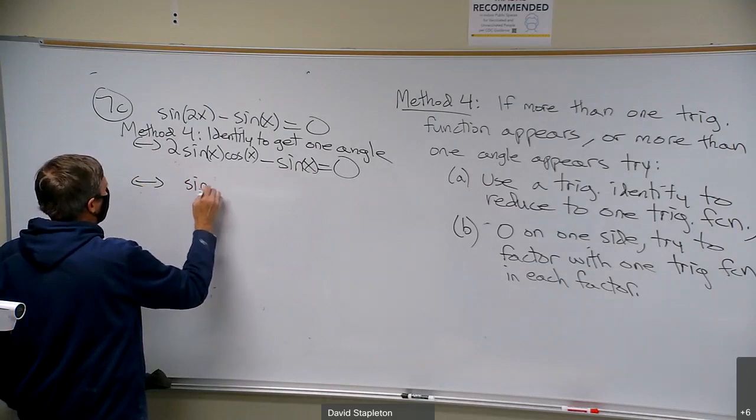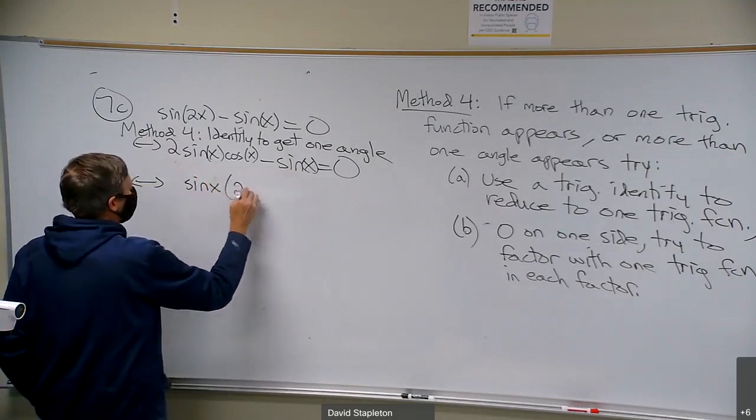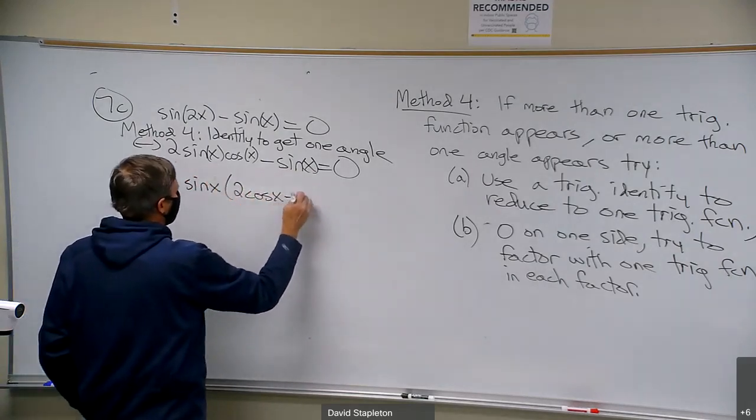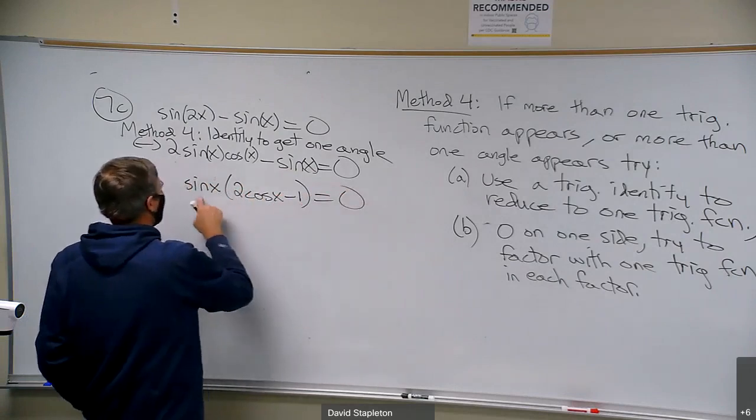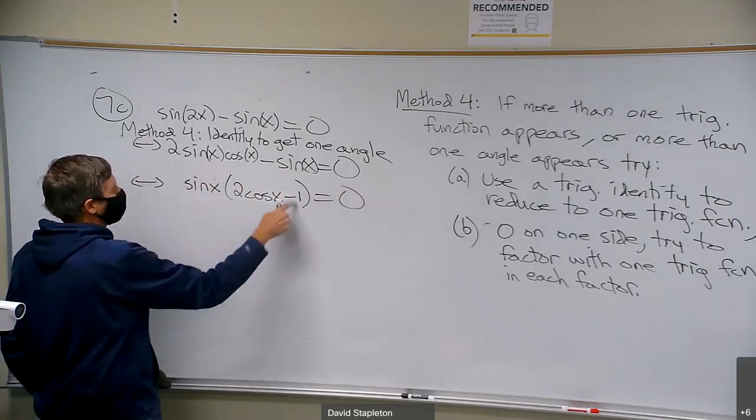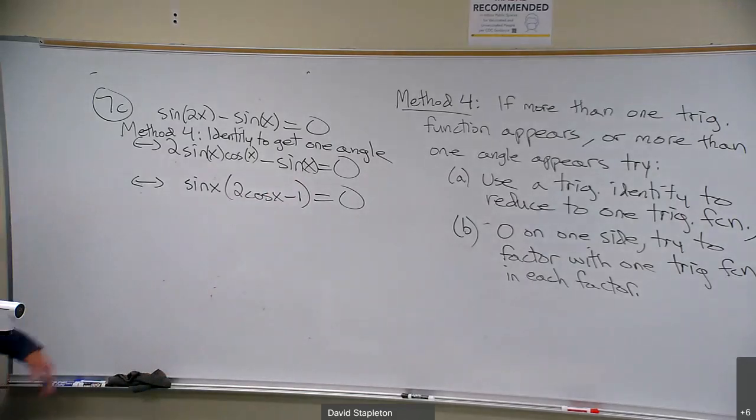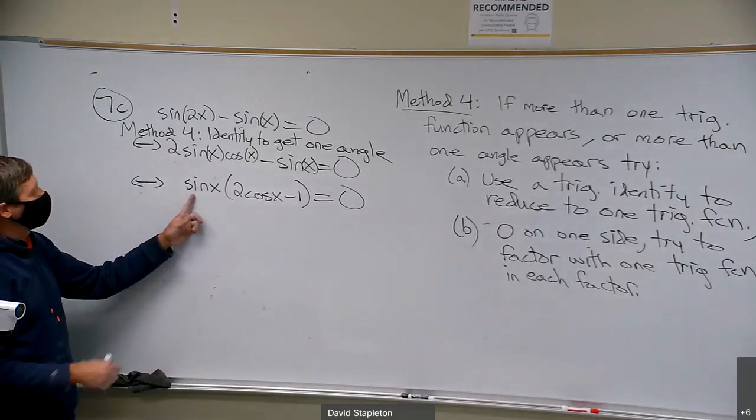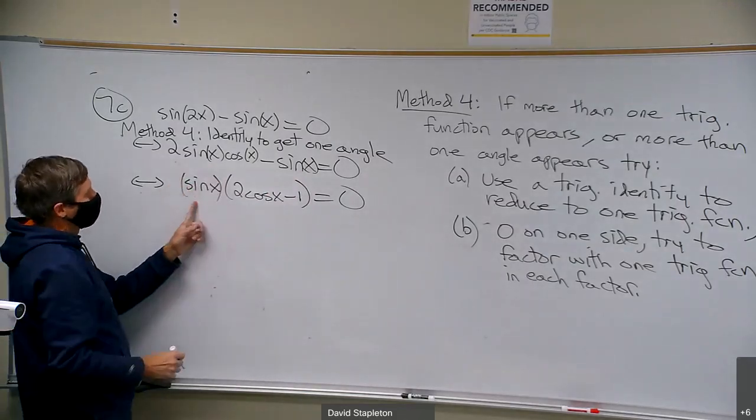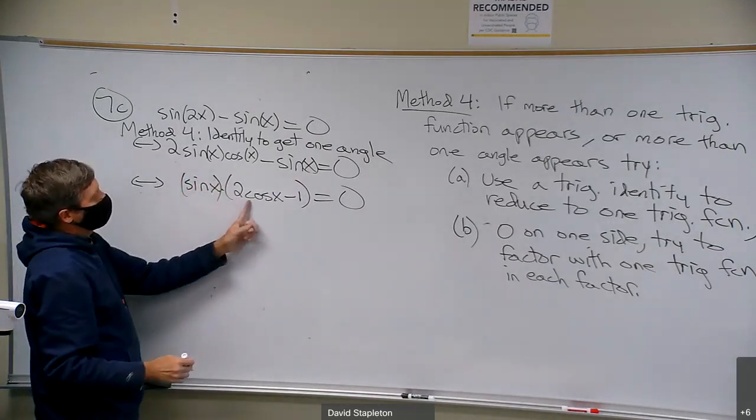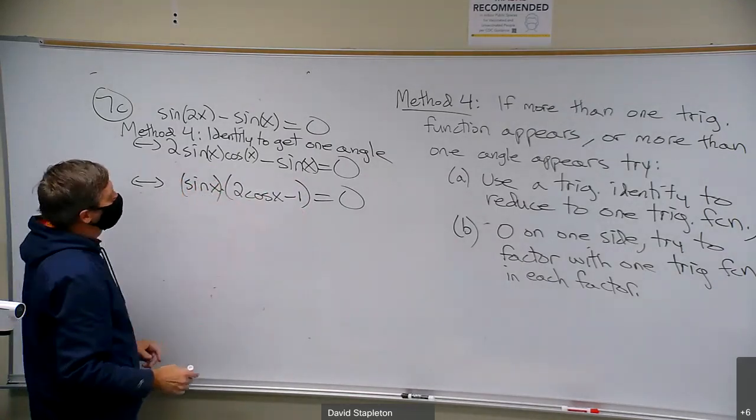I will factor it out. Sine x times 2 cosine x minus 1 is how it factors, right? This times this is this, times this is this. There we go. And look, sine is the only trig function in this factor, times cosine is the only trig function in this factor, right?